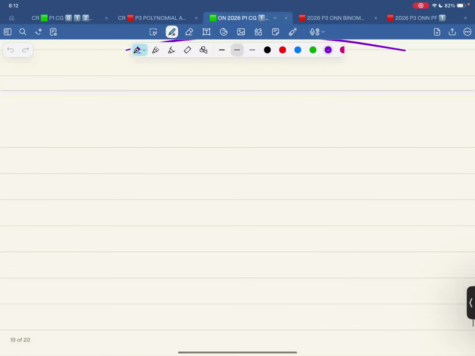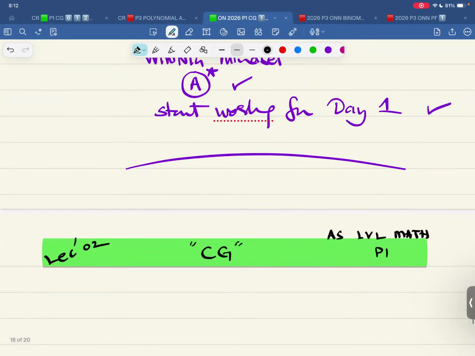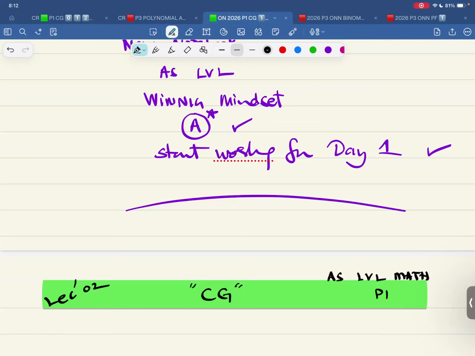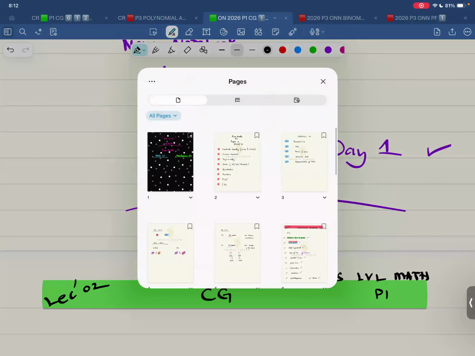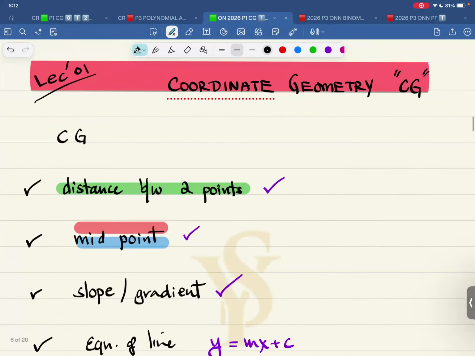So now we are starting with the second class of coordinate geometry, and it's a good idea to recap what we have done in the first class. We did something very basic. So lecture number 2 of coordinate geometry, and coordinate geometry is part of P1. This is AS level maths. When I start these topics, I want the change and the pace to be very gradual. So let me get started with the basic idea. We talked about syllabus and all these things, so let's skip that part.